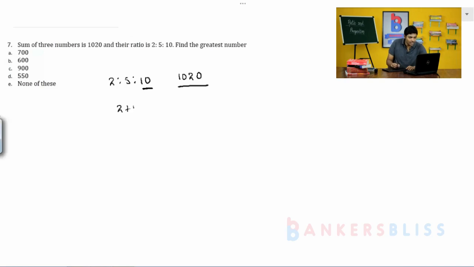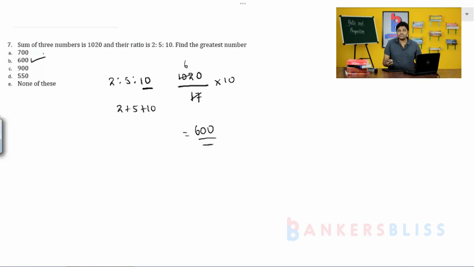So 2 plus 5 plus 10 is equal to 17. So 1020 by 17 into 10. 17 how many times? See here, 17 6 times. 6 sevens are 42, 4 carry over, 6 ones are 6 plus 4 is 10, so 102. So 60 into 10, 600. So 600 is option B, that is the greatest number.